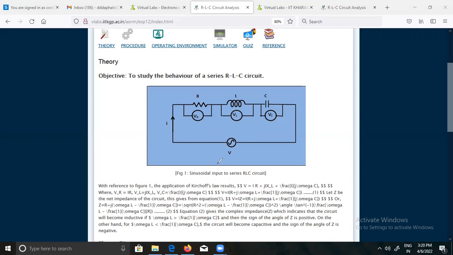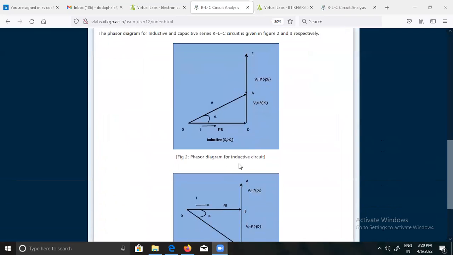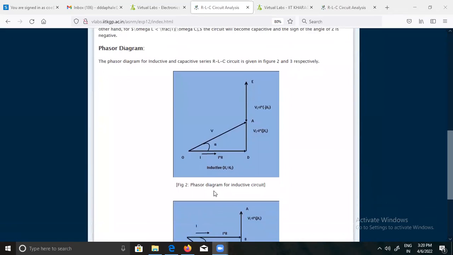Now, here the phasor diagram is given. As you know, in the theory lecture we have studied this particular phasor diagram. What will happen when the inductive reactance is greater than the capacitive reactance? How is the phasor diagram? That is shown in figure number 2. You can say that circuit is the inductive circuit. Why have we called this an inductive circuit? Because in the series RLC circuit, the inductive reactance XL is greater than XC.